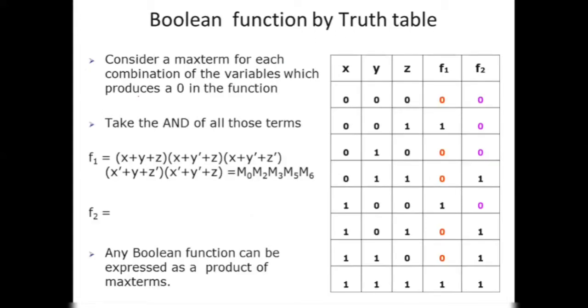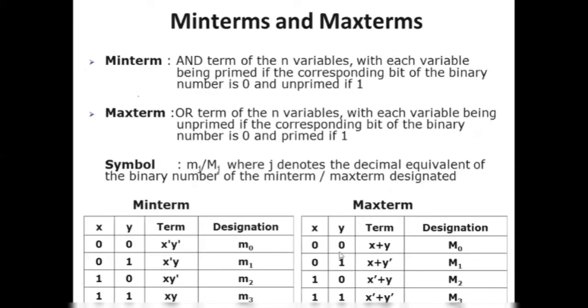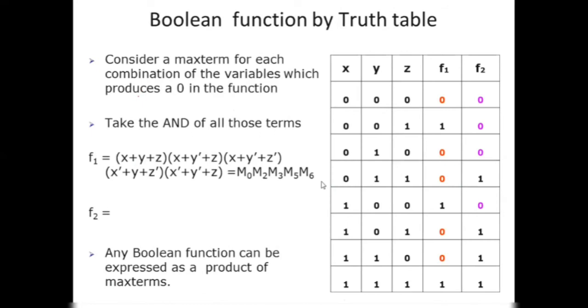And you can write it using max terms. Any Boolean function can be expressed as a product of max terms. So instead of 1, we use 0. For x plus y plus z, we use 0 here. You can also see that from here: x is 0, y is 0, and the term we represent is x plus y. So we are doing the opposite now. We are given the term and we are trying to represent that in the truth table. So x plus y plus z is represented by a 0.